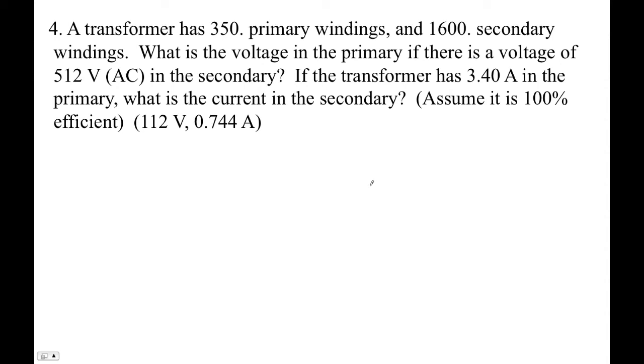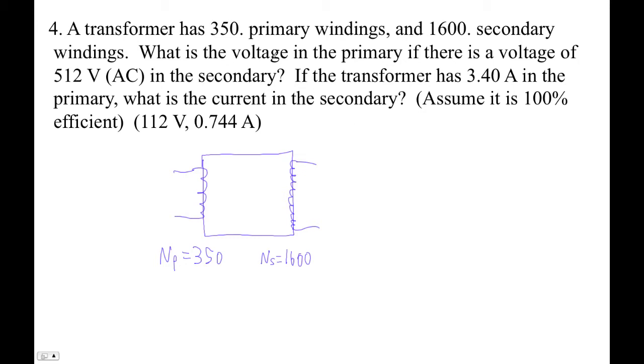Okay, a transformer has primary and secondary windings. So let's figure this out. N primary is 350 and N secondary is 1600. So this is definitely a step up transformer, right? It's stepping us up. Whoa, a lot of windings, right?